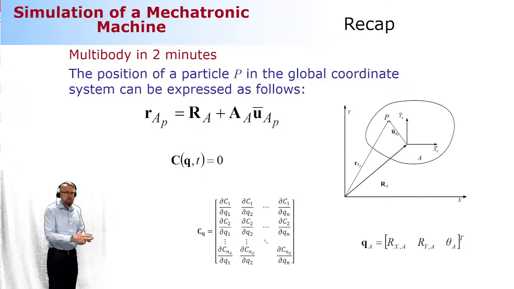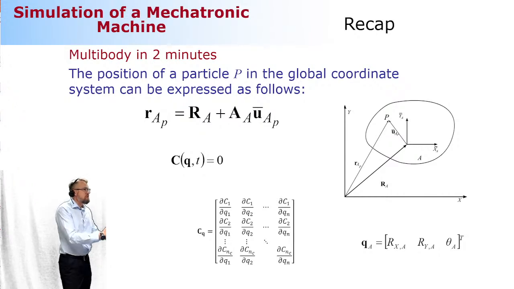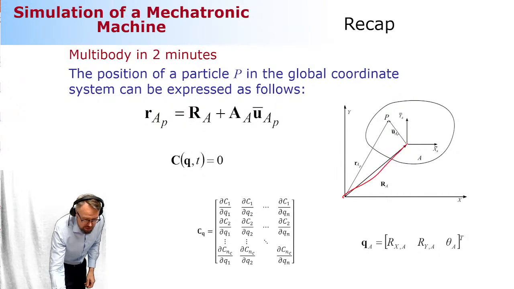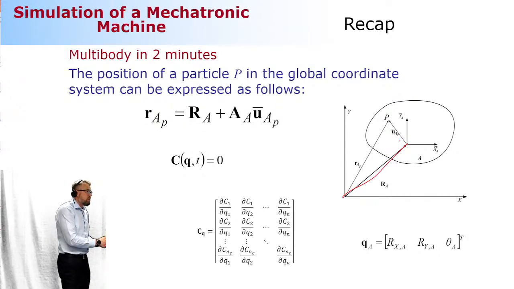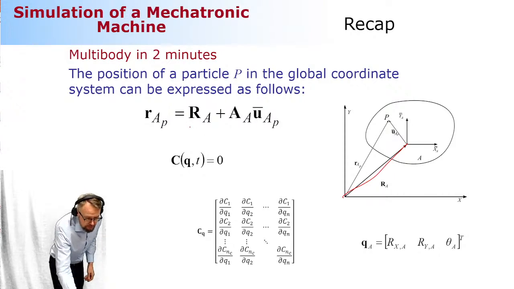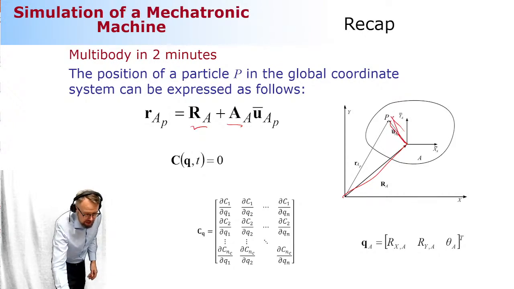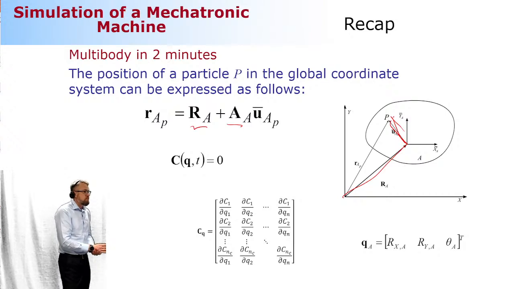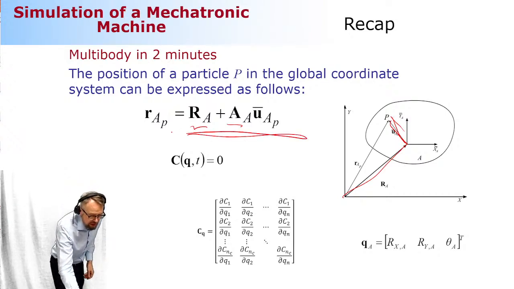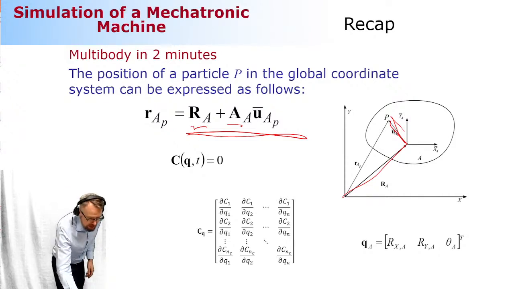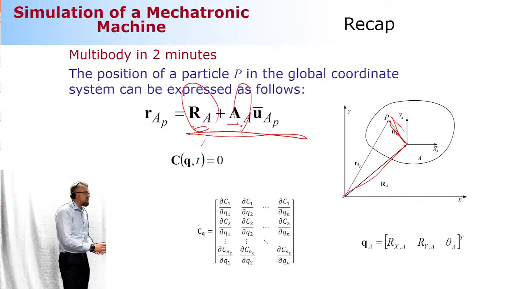In multi-body system dynamics, we're describing the particles by using equations where we first describe where the body reference coordinate system is located with respect to the global coordinate system. Then we take the orientation of the body reference coordinate system into account. And then with the help of vector u bar, we can find the position with respect to the body reference coordinate system. Now this is our kinematics. And in this kinematics, we have three unknowns. And these three unknowns are components of this vector and the angle theta that is located in a rotation matrix.